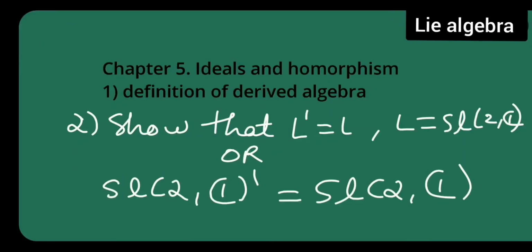So in today's lecture, this is chapter 5, lecture 25. Ideals and homomorphism, definition of derived algebra. Show that L' is equal to L, where L is equal to SL(2, F). Either they can ask the question for the exam like this, or they can ask in this form: SL(2, C)' is equal to SL(2, C). First let me start with the definition of derived algebra, and after that I will be proving this.